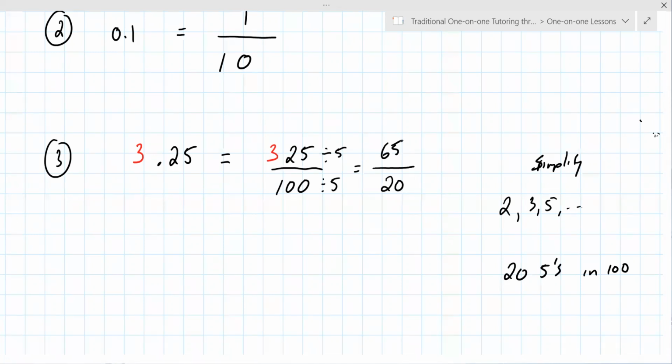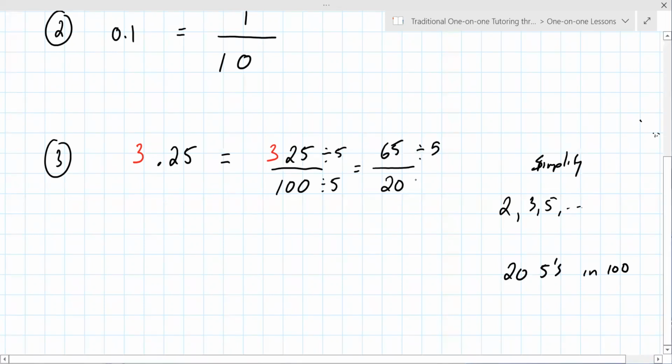But then you try the number again and it does work again. 65 divided by 5 is 13, 20 divided by 5 is 4. And this is your final answer. Okay, we're going to skip 4 for now and go to 5.